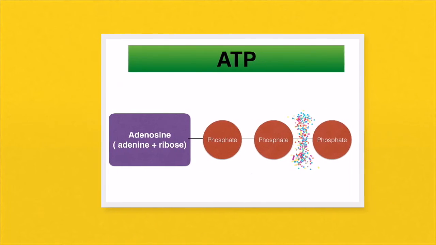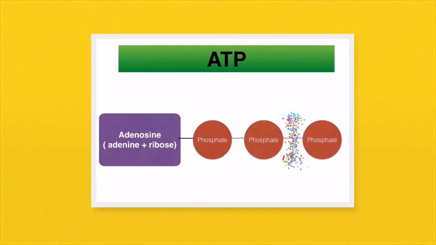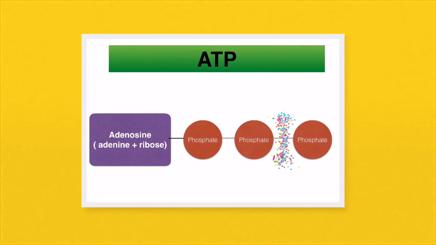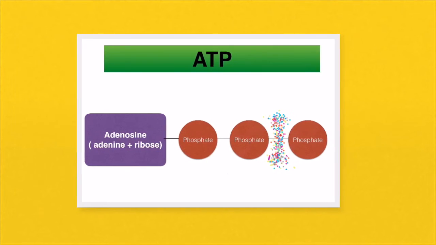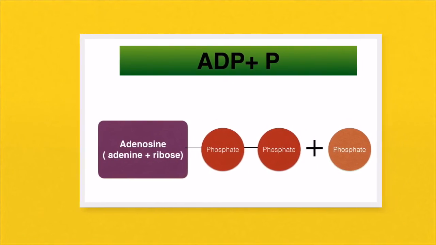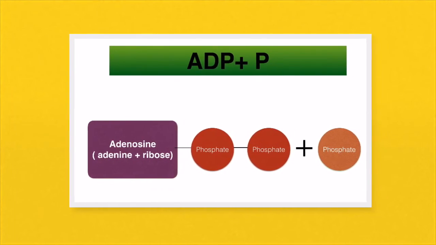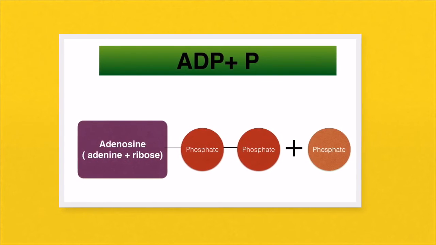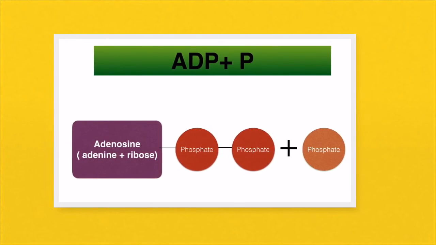ATP, adenosine triphosphate, is an immediate source of energy for all cellular activities, and most of the energy is contained in that last bond, that high energy bond connecting the last phosphate. So the energy from ATP is released when that bond is broken, and ATP reverts back to being adenosine diphosphate, and there's that phosphate group on its own.